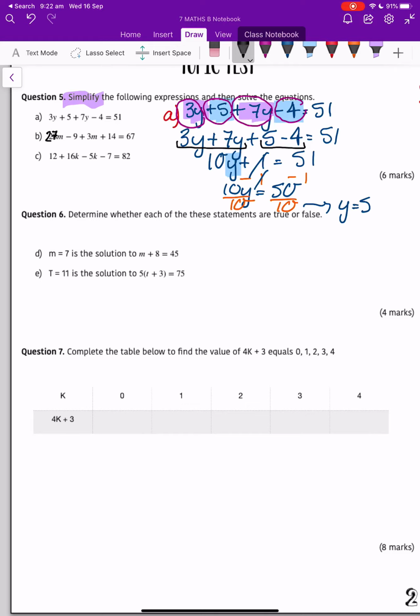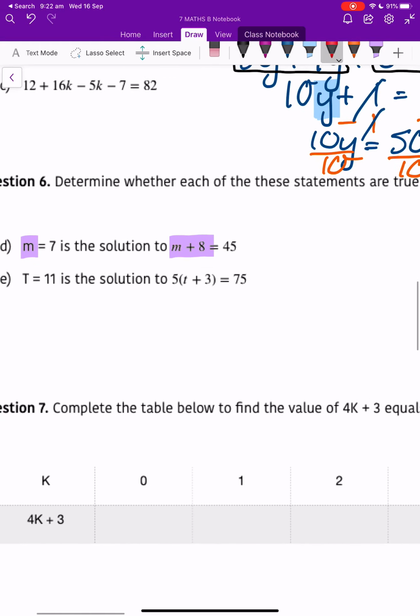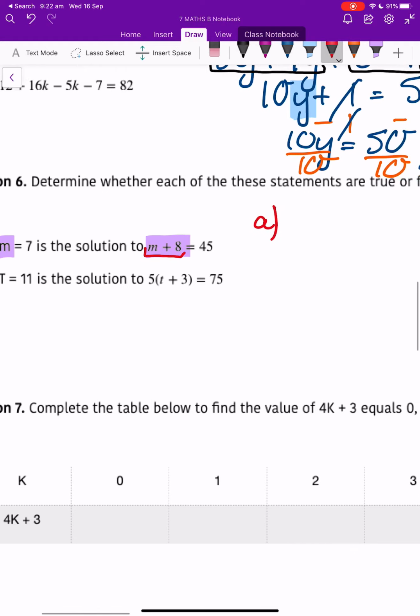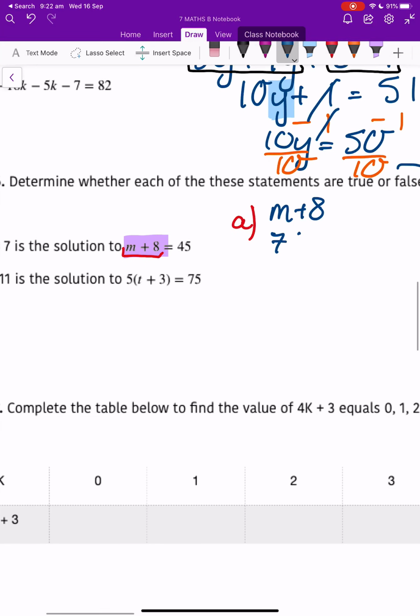Okay? So basically, we want to substitute this m into this part and see if that equals 45. If it does, then it's true. If it doesn't, then it's false. Okay? So let's do A first. So I only need to do it to this part, and I'll show you why. I just want to see if this equals 45, m plus 8. Okay, now m is 7, so 7 plus 8. Okay, that does not equal 45, that equals 15. So therefore, that is false.